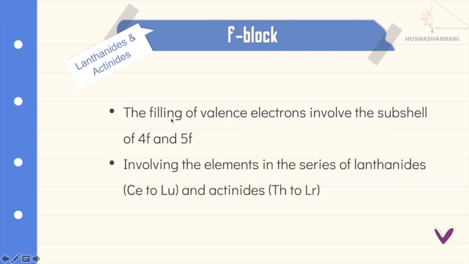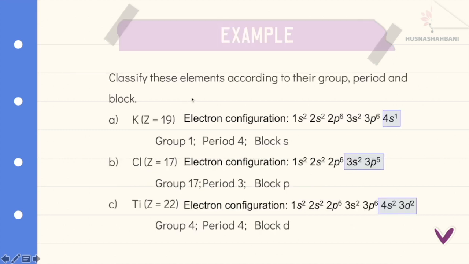F block: the filling of valence electrons involves the subshells of 4f and 5f, involving the elements in the series of lanthanides to actinides. Example, classify these elements according to their group, period, and block. K, potassium, proton number 19, electron 19.